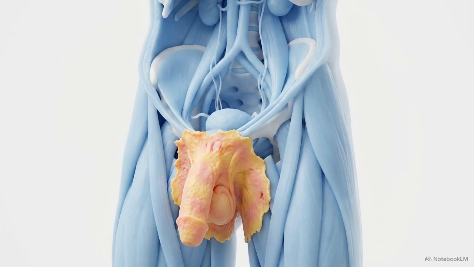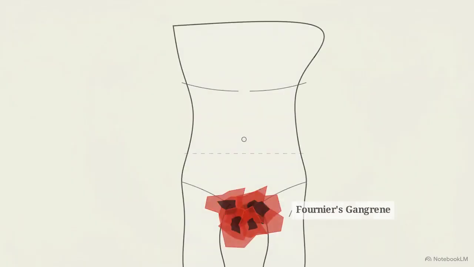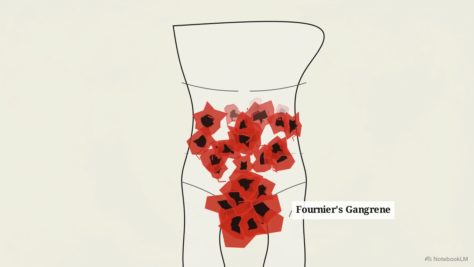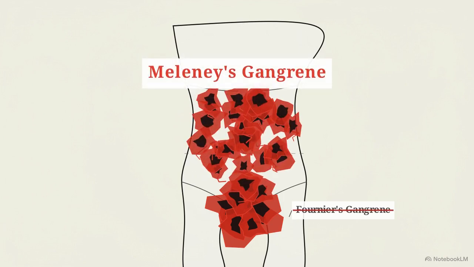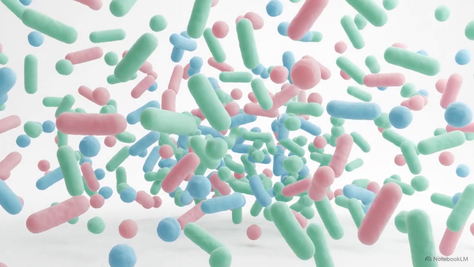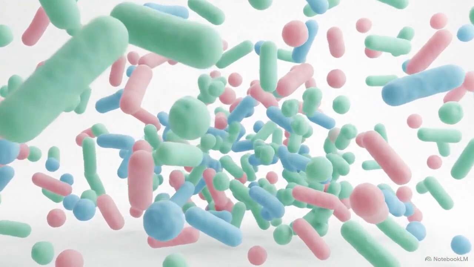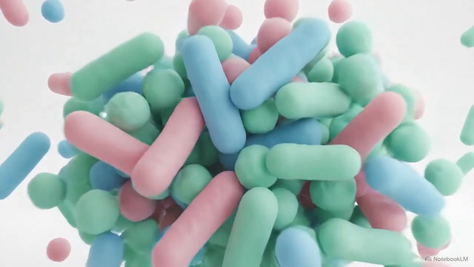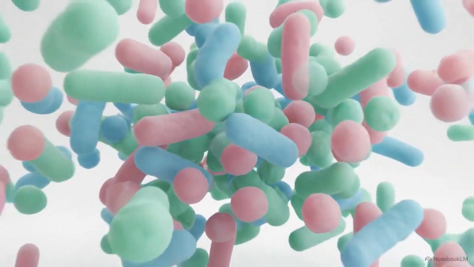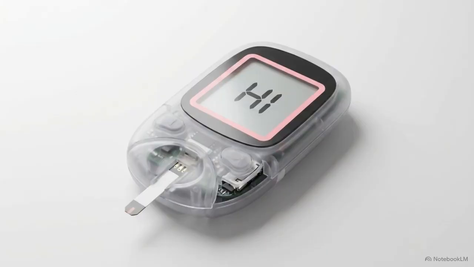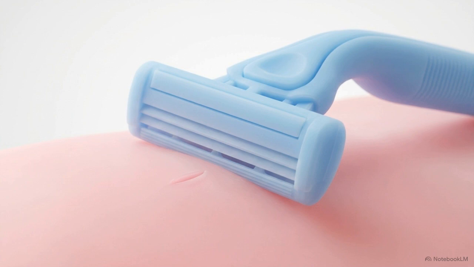Fournier's gangrene is a rapidly progressive fulminant necrotizing fasciitis of the perineal and genital regions. If the destructive process extends superiorly into the anterior abdominal wall, the pathology is retermed Meleney gangrene. The etiology is a synergistic polymicrobial infection. It relies on the combined destructive action of aerobic and anaerobic bacteria, like E. coli and Clostridium. The condition is heavily associated with immunocompromised states, with diabetes mellitus acting as the most common predisposing factor. The bacteria are often introduced by seemingly trivial local trauma, such as shaving, scratches, or minor perianal abscesses.